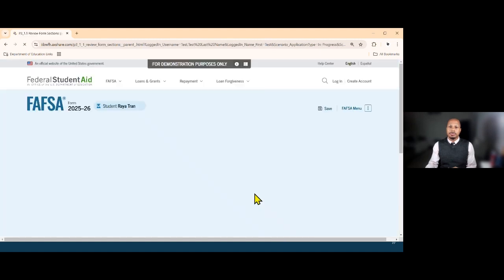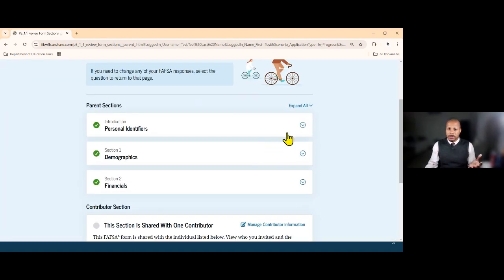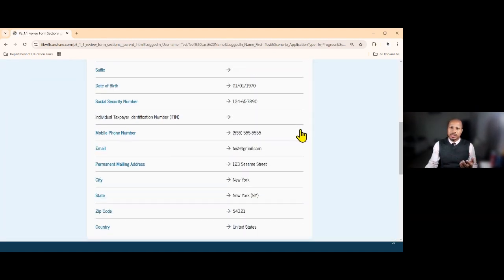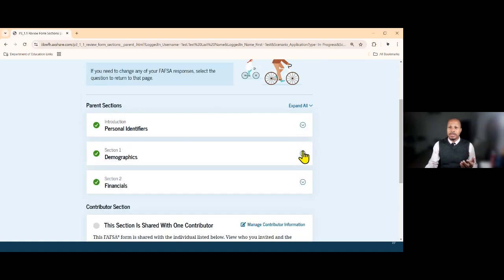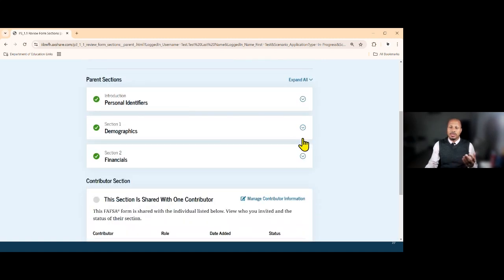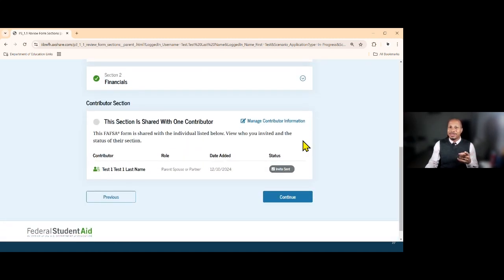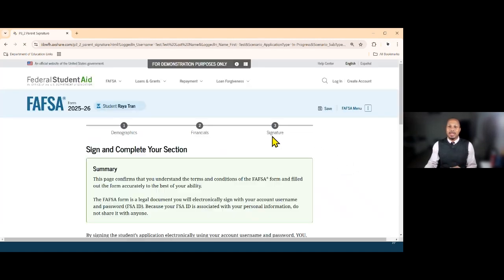So they hit continue. Now, just like the student, they're able to just double check the sections to make sure all the information is correct, and it looks like everything is for the student. But check this out. The parent also invited another contributor because the student forgot to do so. And so the parent went in and made sure that they were invited. So they went in and hit continue.